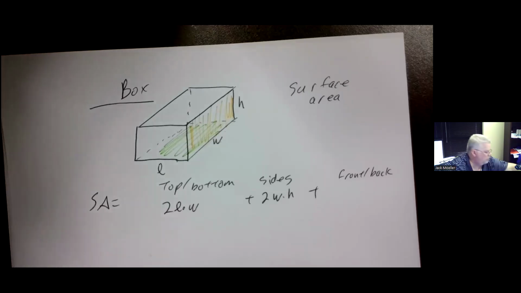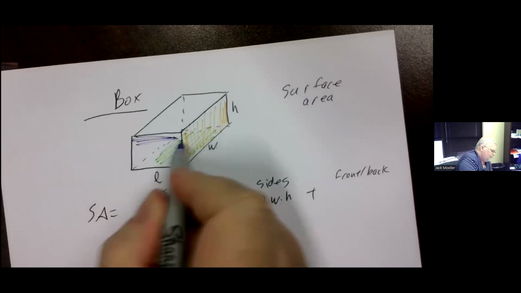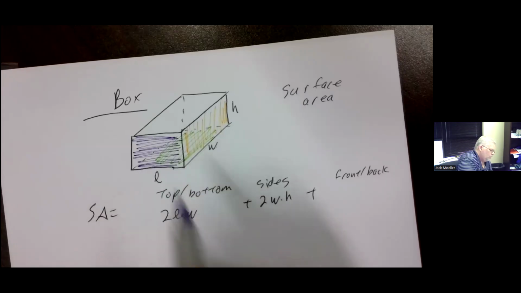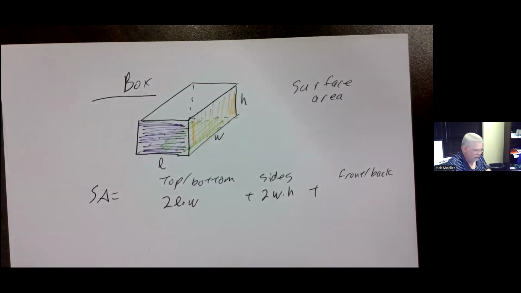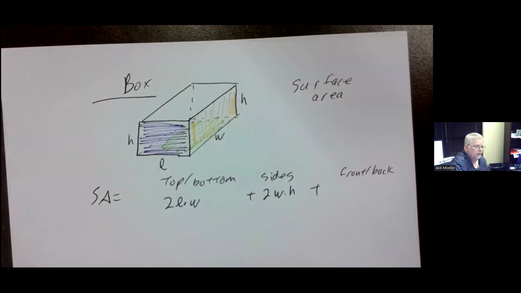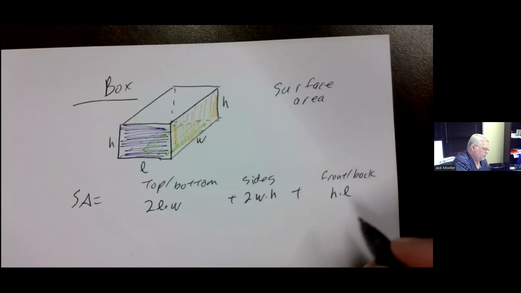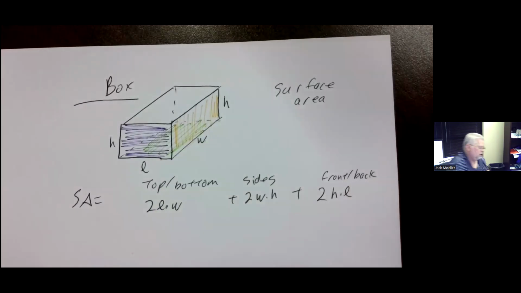Another color. So if I want, let's say, the front. How do we get the area of the front? Well, that's length, and then that is going to be height. So it's H times L, and there's two of them, front and the back. So that is where this formula is coming from.